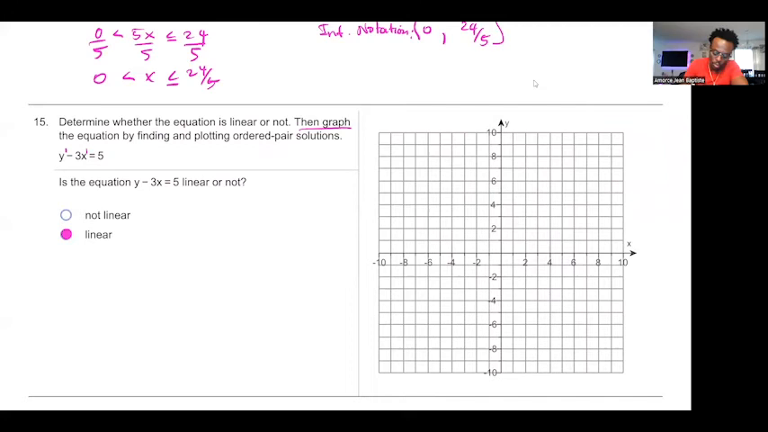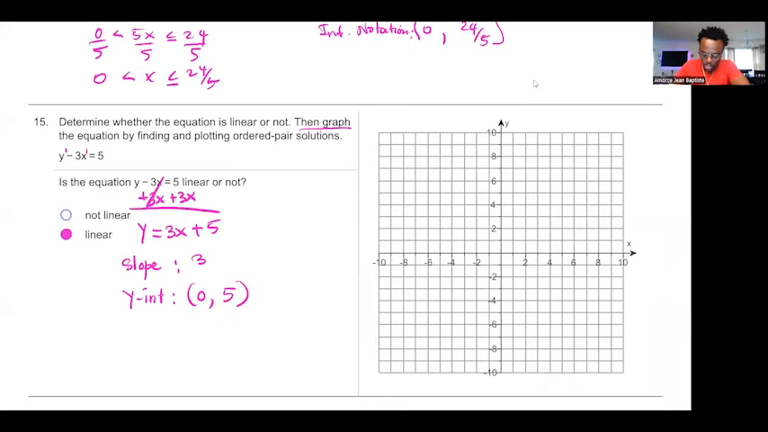I think the easiest way to solve this would be to solve for the slope-intercept form. So if we add 3x on both sides, that gives you y equals 3x plus 5. So your slope is 3, or 3 over 1. And then the y-intercept is going to be (0, 5).